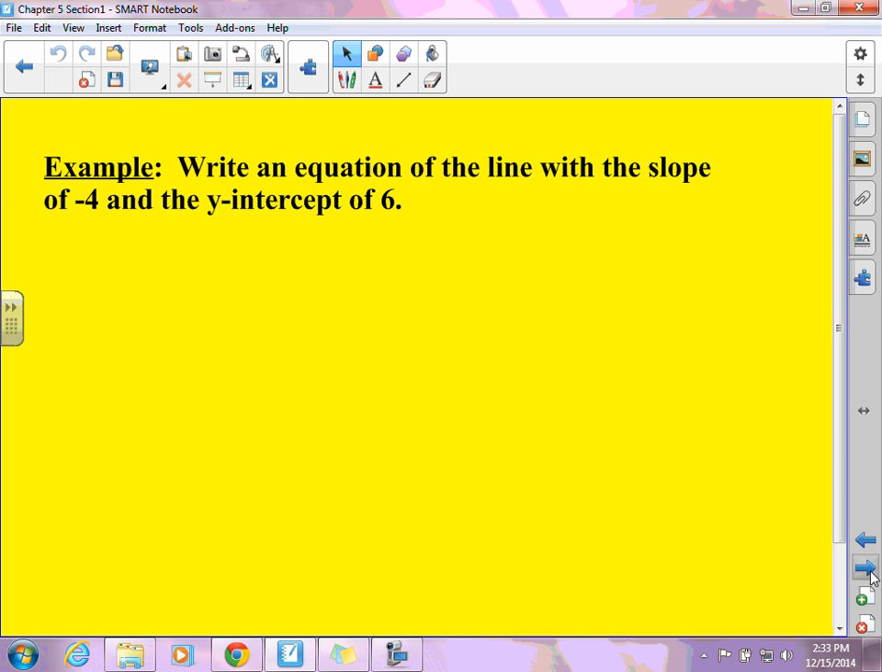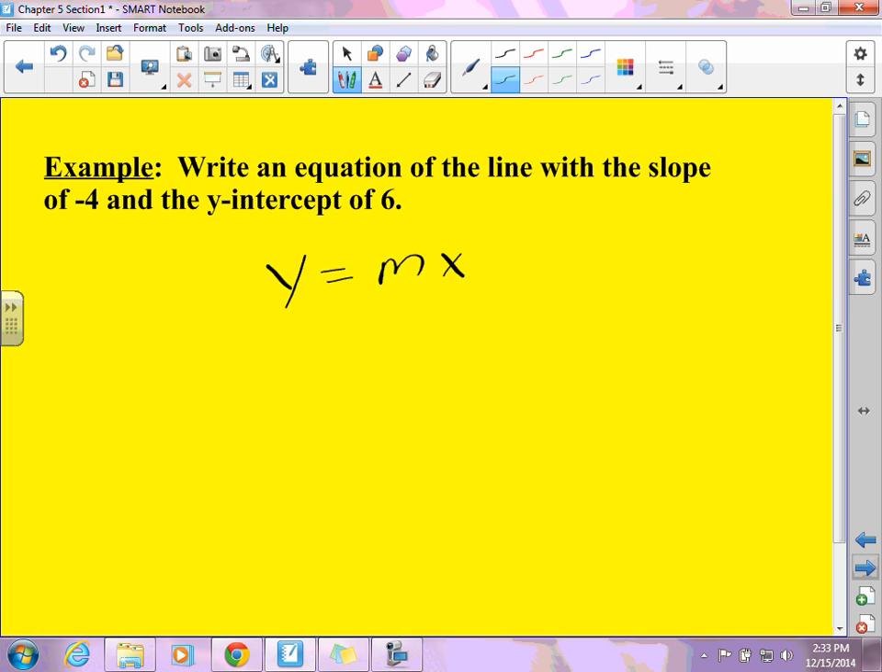The first thing that they ask us to do is to write an equation of a line with the slope of -4 and the y-intercept of 6. So we're going to take this information and plug it into the equation y equals mx plus b form. And remember that in this form, the m is your slope and your b is considered your y-intercept.